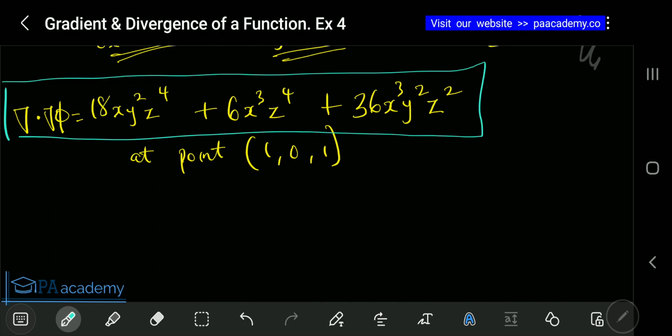But now we are given a point, so that means our x is equal to 1, y is equal to 0, and z is equal to 1. All right, so that means our div grad phi is equal to, so now let's do this. For this, it will be 18 times, what's our x? Our x is 1, so that will be 18 times 1 times our y squared, that's 0.